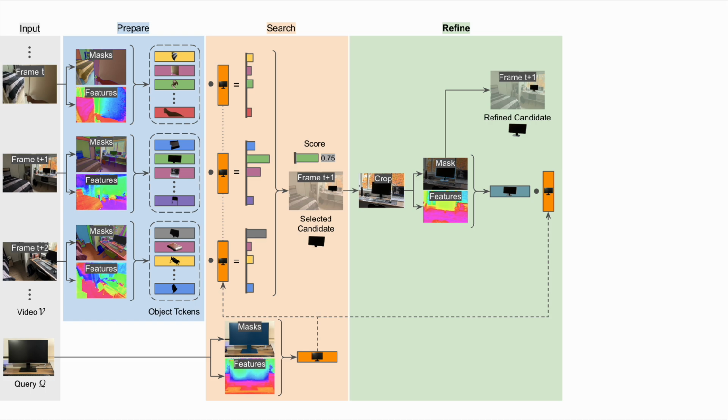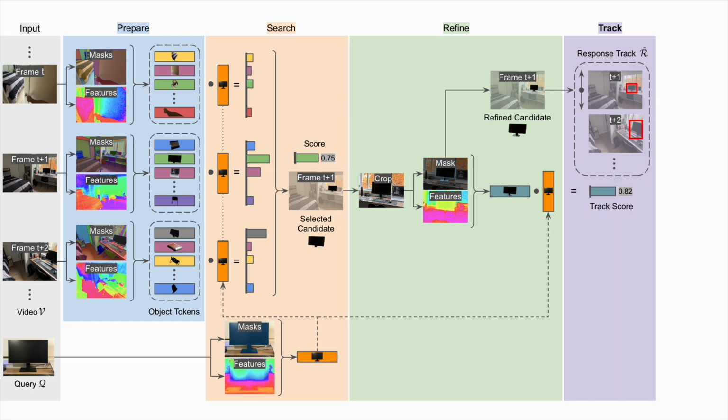In stage 3, we refine the selected candidates. Specifically, we crop a high-resolution region around the candidate and extract refined region tokens from this zoomed-in view. We then recompute the cosine similarity between these refined tokens and the refined query token. This step helps eliminate false positives from the initial search and improves precision of the bounding boxes by taking a closer look at each candidate.